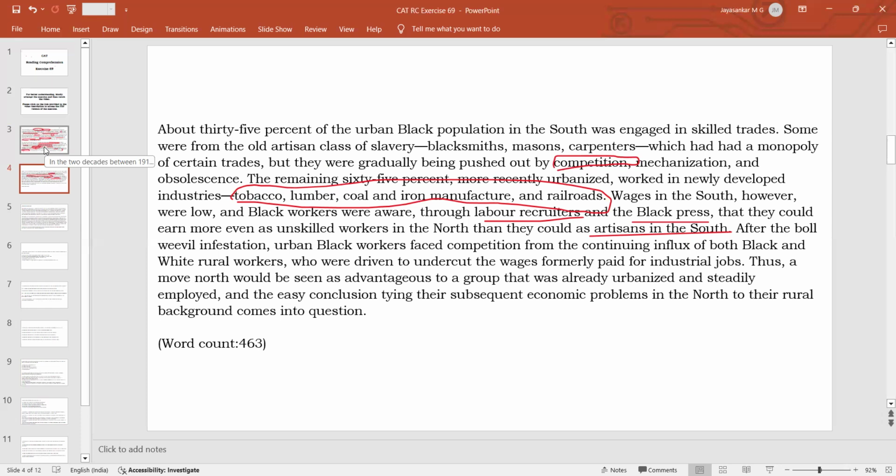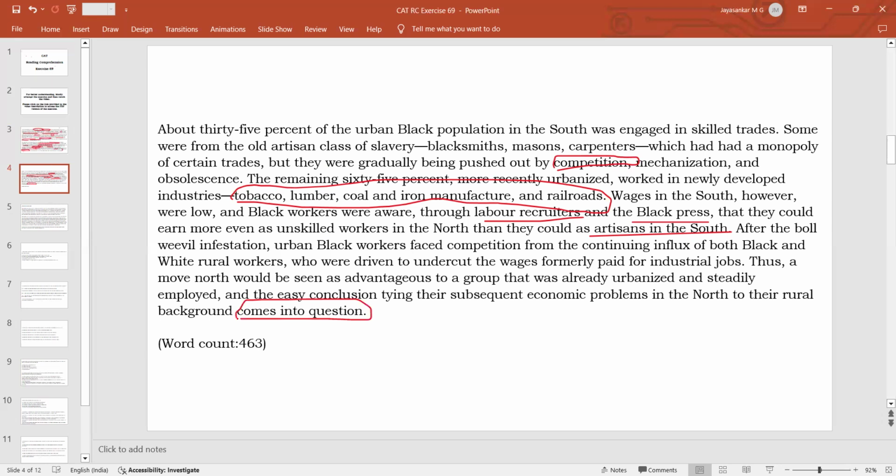So this is why the first argument, or the first conclusion, that the lack of economic progress of the people who migrated from the south into the north was due to their rural background becomes doubtful. The passage ends with the assertion that the first argument given in the first paragraph, that the black people who migrated from the south to the north were not economically successful because they were basically from a rural background, did not have any skilled workmanship, as a result of which they could not succeed in the north.